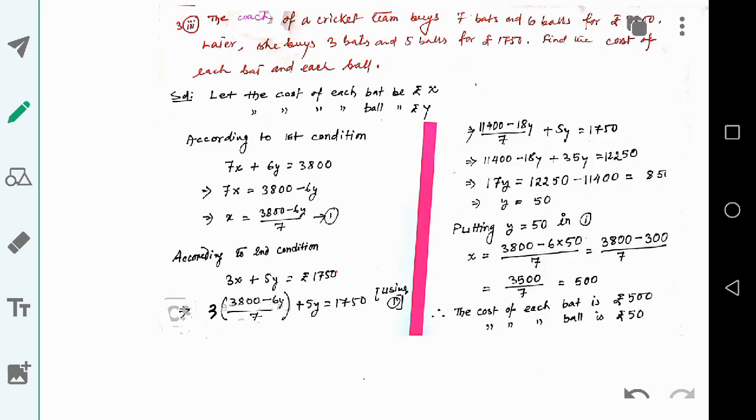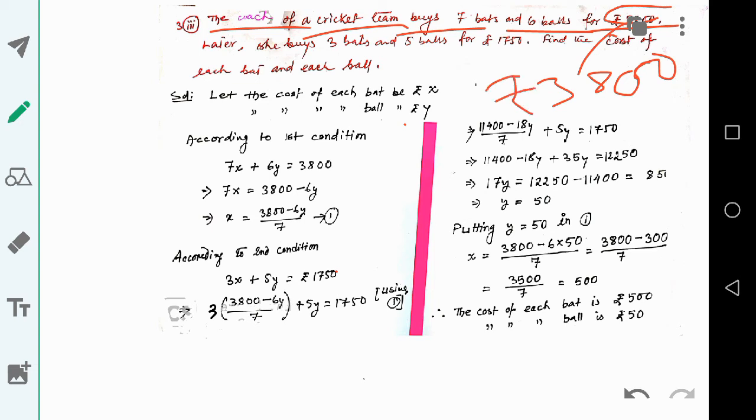Here in this problem, the coach of a cricket team buys 7 bats and 6 balls for rupees 3800. That should be rupees 3800, which is not seen here. So the coach of a cricket team buys 7 bats and 6 balls for rupees 3800. This is the question, you can check in the book.